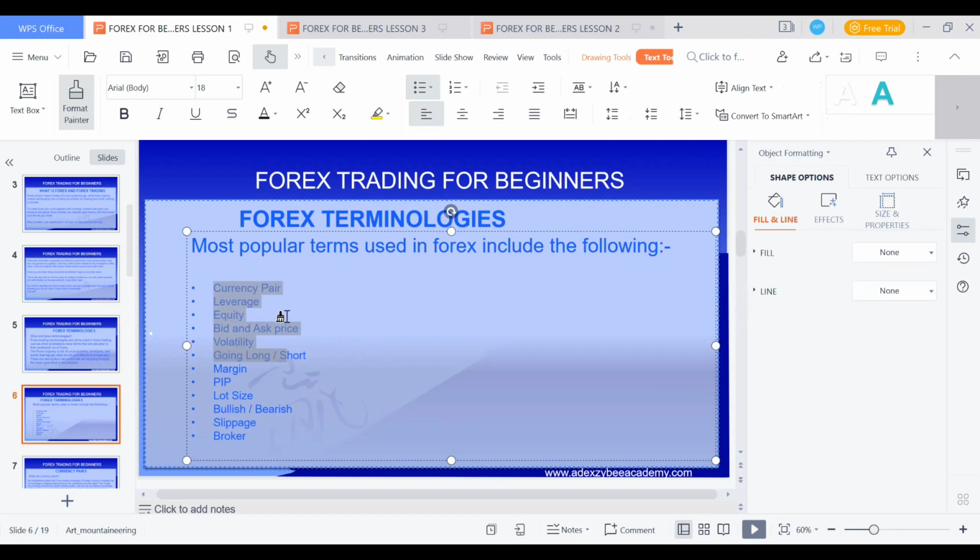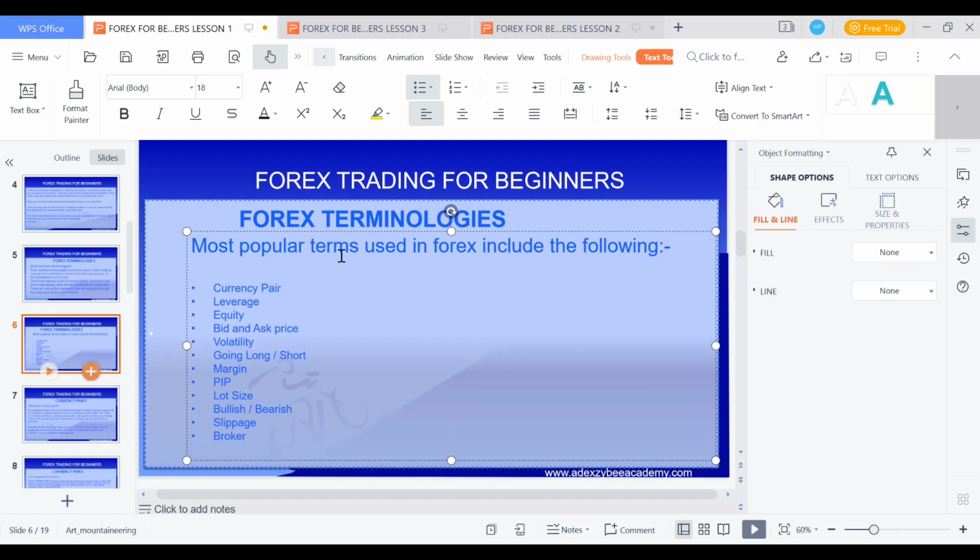Currency pair, I have currency pair, leverage, equity, bid and ask price, volatility, going long and short, margin, pip, lot size, bullish and bearish, slippage, broker. All right, let's take this one after it.